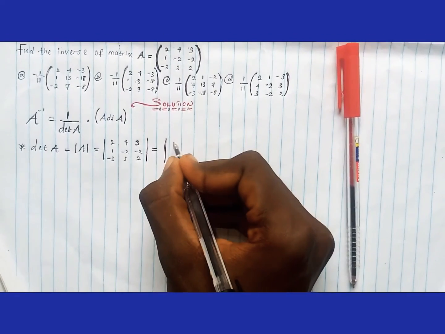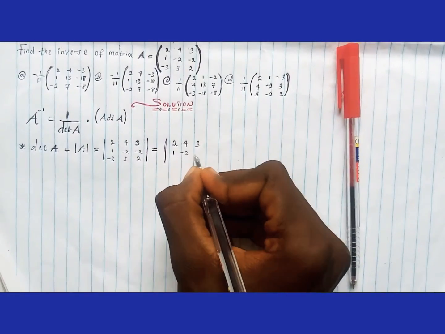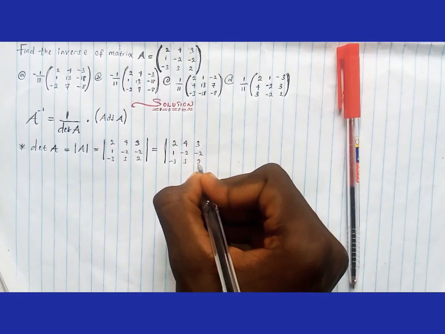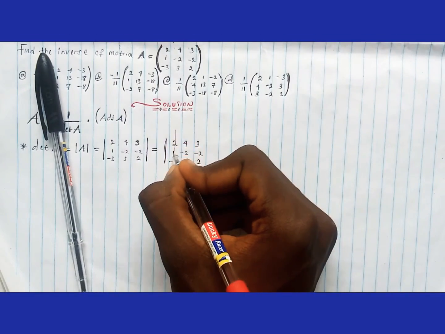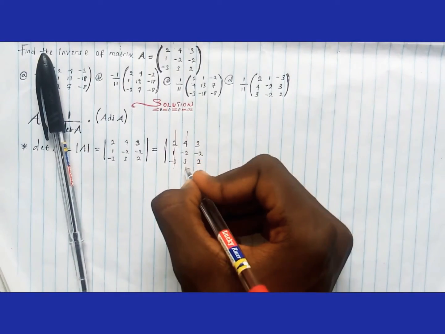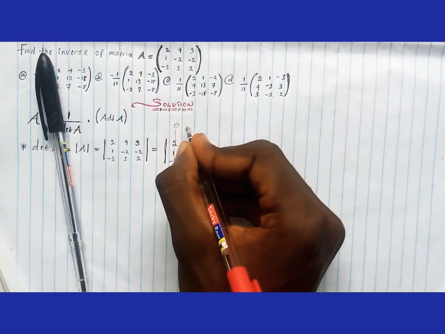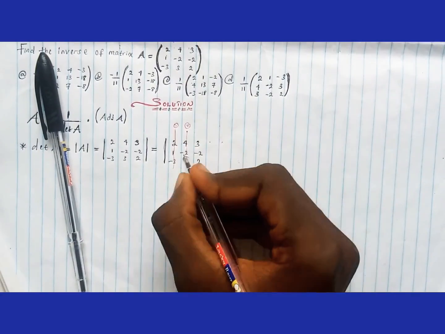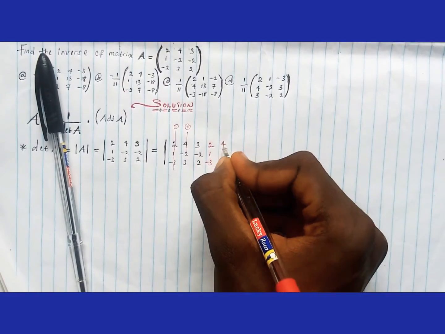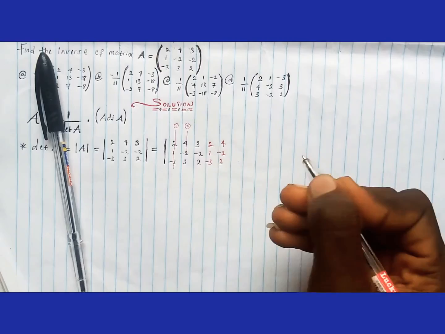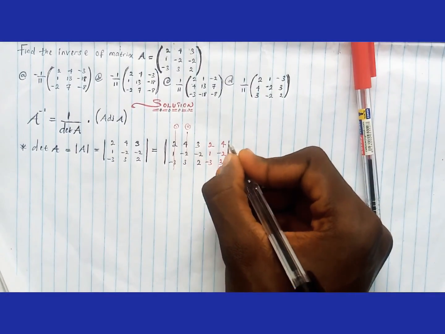Take for instance, the question is given as 2, 4, 3, 1, minus 2, minus 2, minus 3, 3, 2. Now, here comes the shortcut. The first thing I want to do is to consider the first column and the second column. You need to repeat the first column and the second column on the fourth column and the fifth column. That is 2, 1, minus 3, 2, 1, minus 3, and the second column is 4, minus 2, and 3.